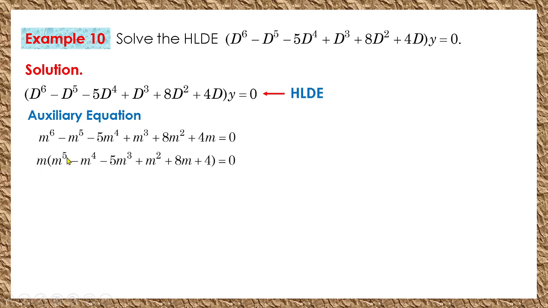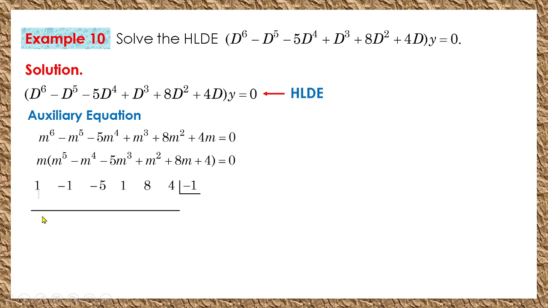Factoring out m. Apply synthetic division to the remaining factor. So 1, negative 1, negative 5, 1, 8, 4. Let's say I try negative 1. Substitute negative 1 into m to the 5th minus m to the 4th and so on. Negative 1 minus 1, negative 2. Then plus 5, 3. Plus 1, 4. Minus 8, negative 4 plus 4, 0. So, negative 1 is a root, m plus 1 is a factor.